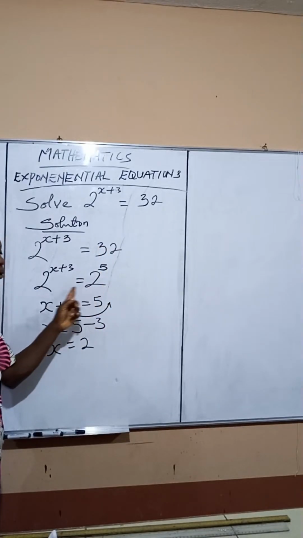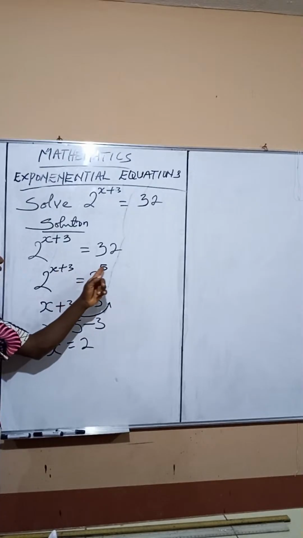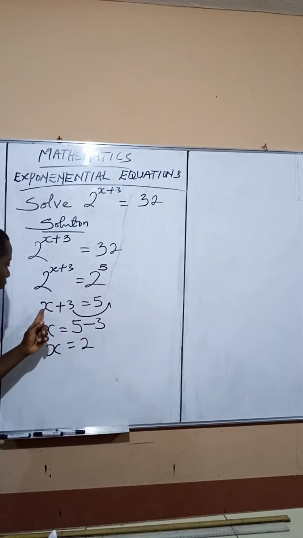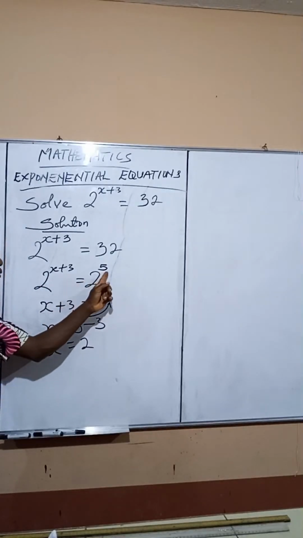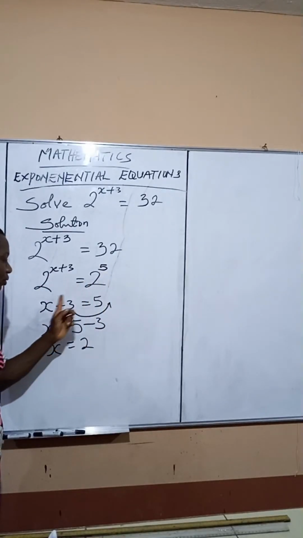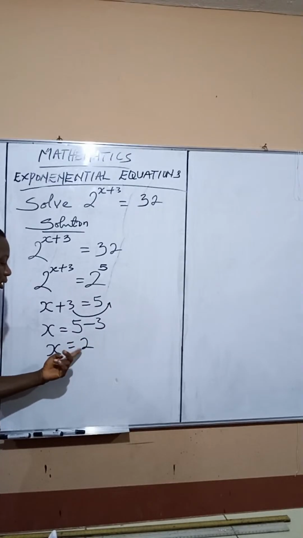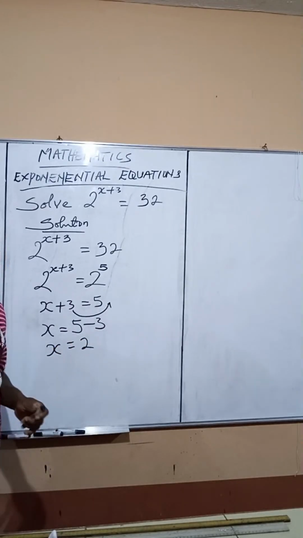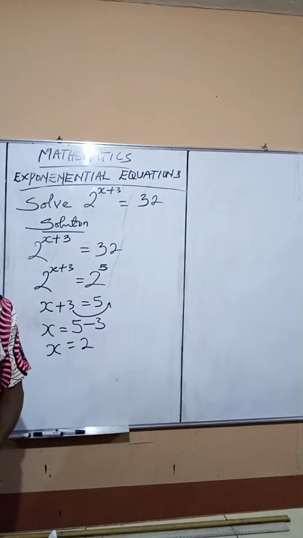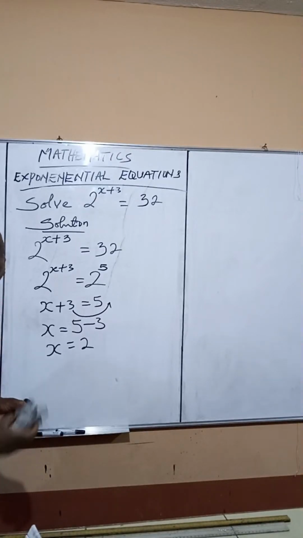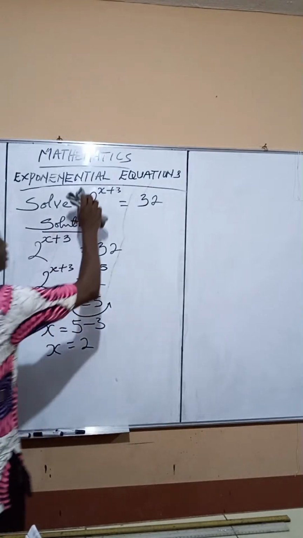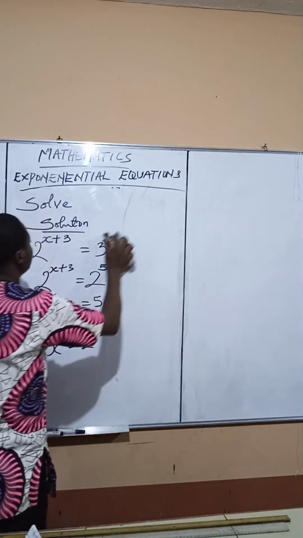Now that the bases are equal, we can simply equate the exponents. So the exponent is x plus 3, which is what we have here, equals 5. And the rest is just minus, and that gives us 2. So I hope this is understood. If you don't understand, let me know. Okay, so we are moving straight to the next one.